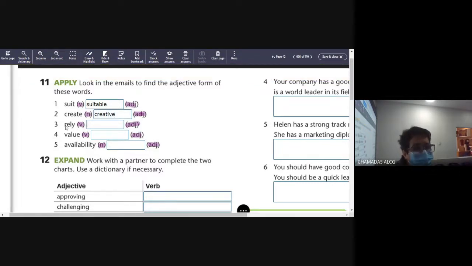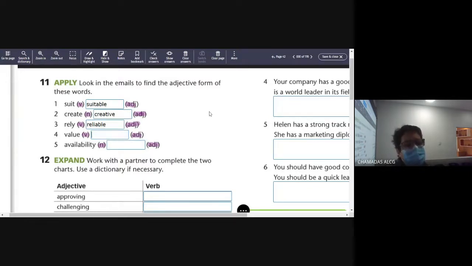Now, another verb, rely. To rely is to count on someone or something. When you count on someone, you know that person will be available when you need. Okay? You can count on your friends.